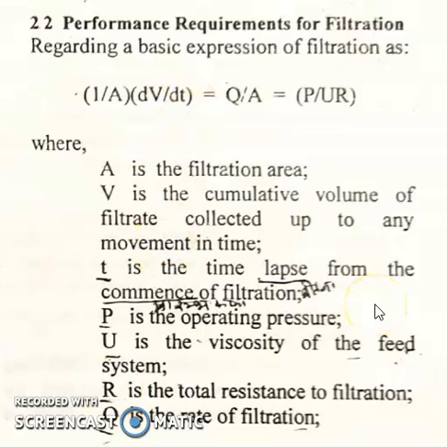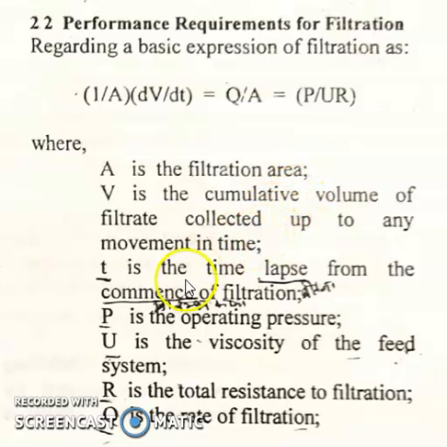So from this expression, it is apparent that the rate of filtration is improved by creating an increase in factors P and A, and reductions in factors U and R. Factor P is the operating pressure and A is the filtration area. So these are the operating variables, and cost factor is involved here. So normally these are fixed.